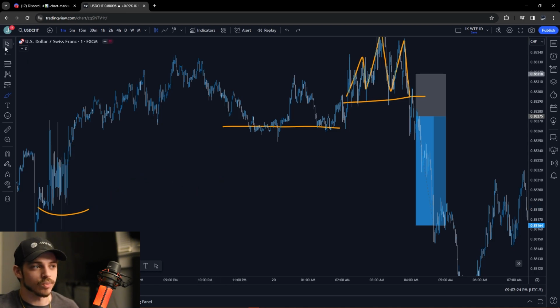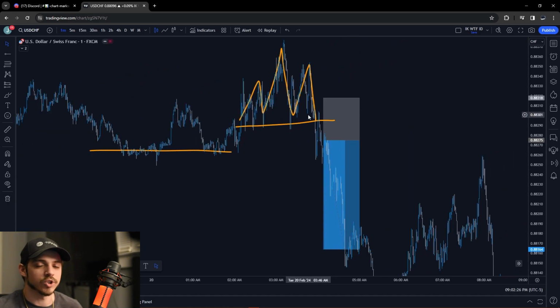So this was a super simple trade. Usually I look for the structure break on the hour, but this time I happened to catch it on the 1 minute completely. But overall, it's the same exact way that I always trade.